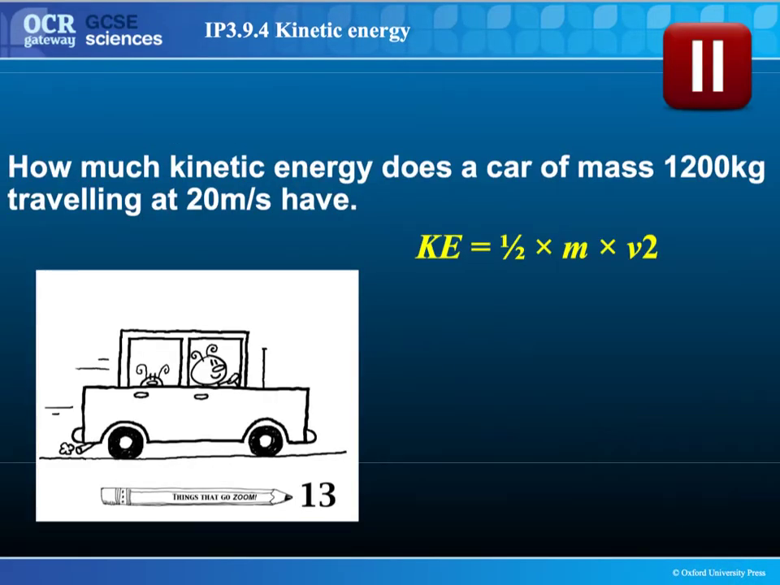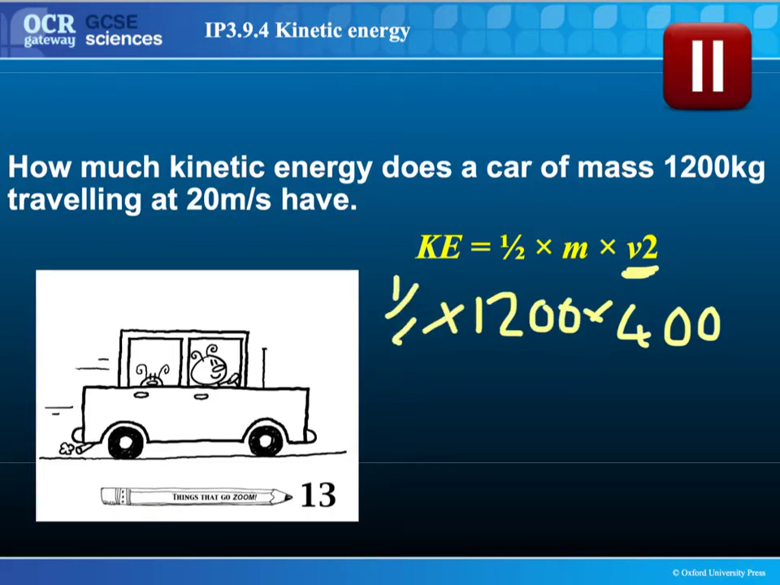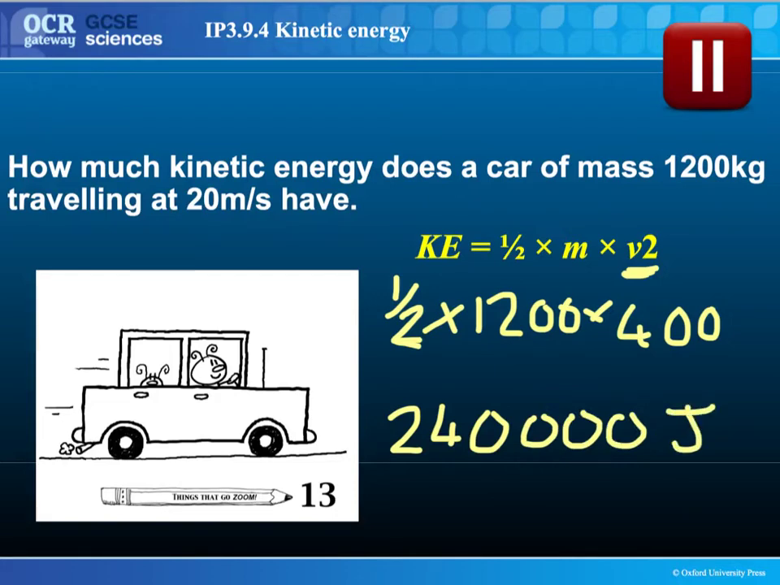Right, here's one to try. I would always do the velocity squared first. So the first thing to do is to find the speed, which is 20, and multiply it by itself to find out the speed squared, which is 400. Multiplying that 400 by the mass of 1200 gives you 480,000, and times that number by a half, which is the same as dividing it by 2, and that gives you an answer, kinetic energy of 240,000, and the unit is joules because joules for energy.